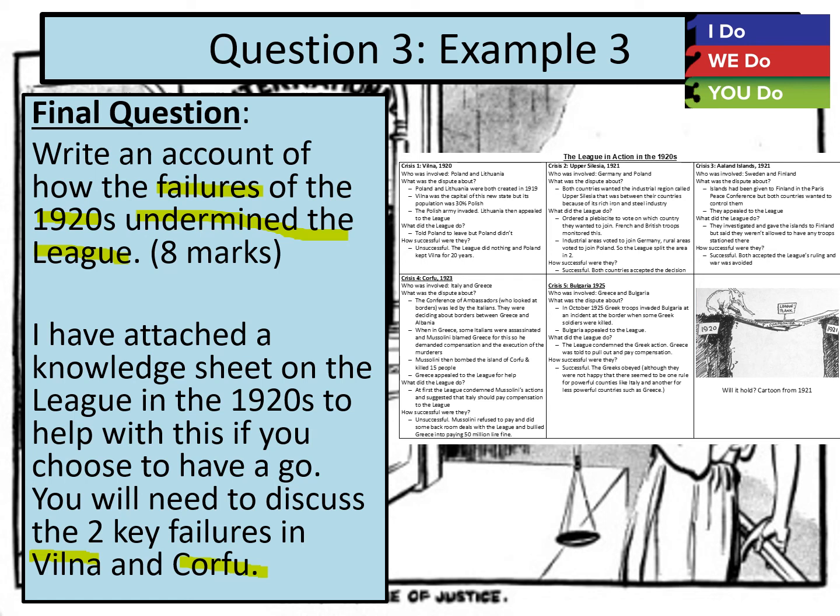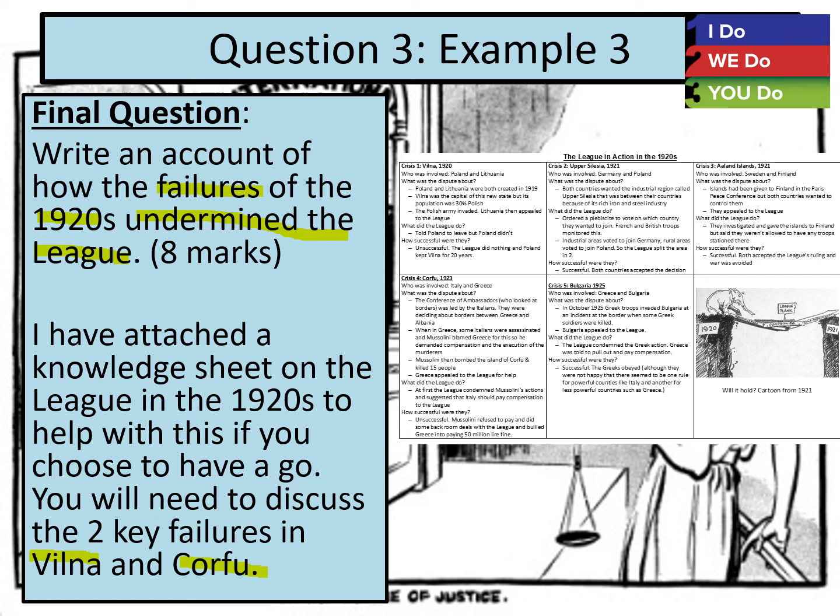So you do that in your first paragraph on Vilna, and then your second paragraph is what happened between the Greeks and the Italians in Corfu. So again, you tell me what happened in this incident. And this incident's a little bit more complicated, but all of the information is there on the sheet. And then you tell me why the League action, or again lack of action, why that led to the League being undermined and seeming to be a failure.